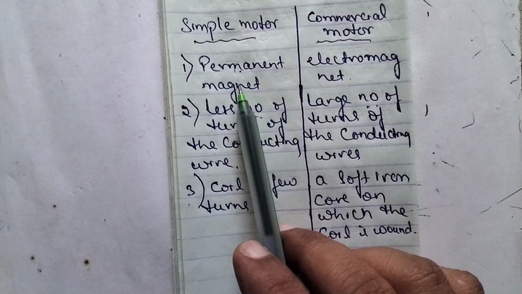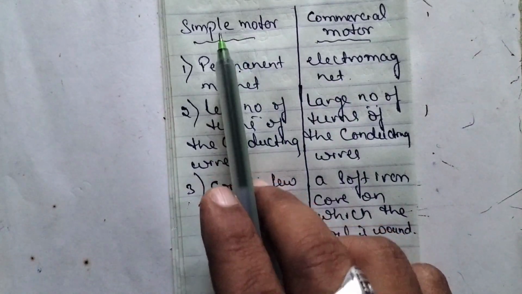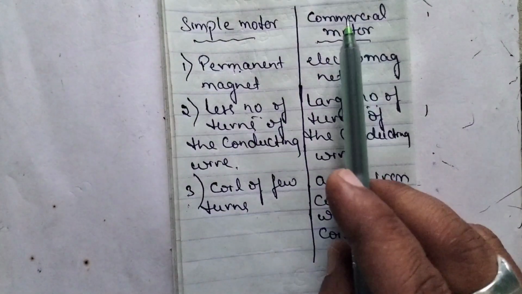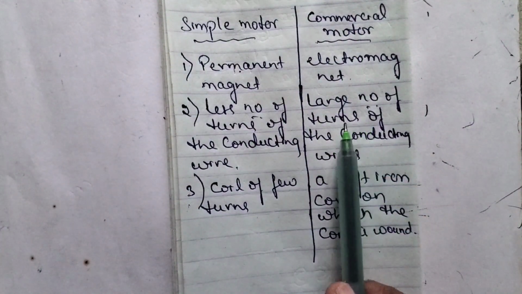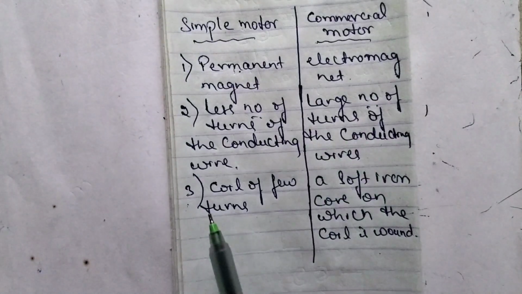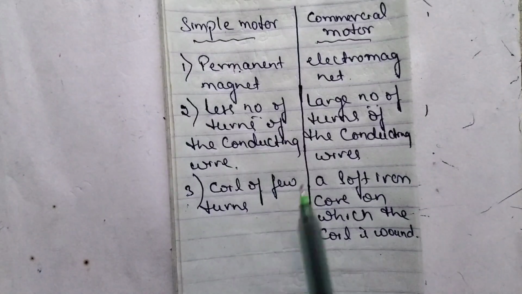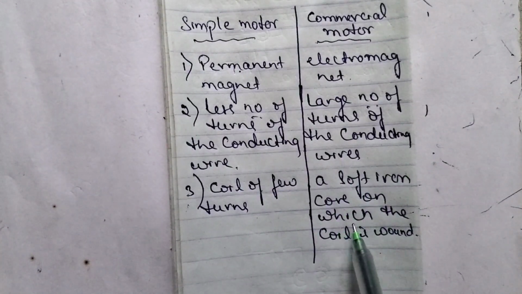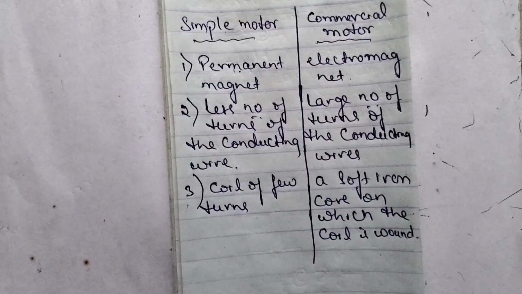Simple motor consists of permanent magnet. Commercial motor consists of electromagnet. Simple motor consists of less number of turns of the conducting wire. Commercial motor consists of a large number of turns of the conducting wire. Simple motor consists of a coil of few turns, and commercial motor consists of a soft iron core on which the coil is wound. So these are the differences between simple motor and commercial motor.